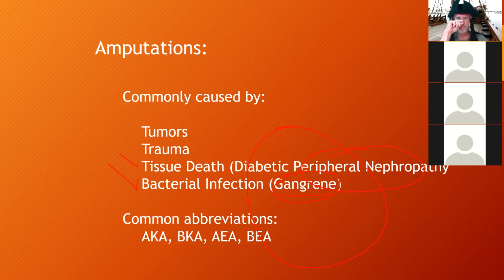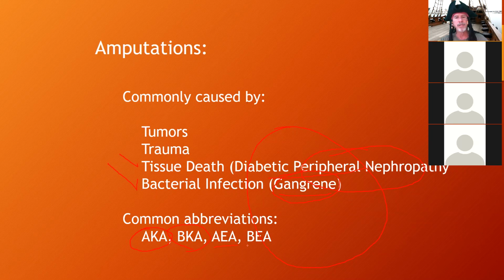Common abbreviations for amputations, AKA, okay, I had to stop and think about that for a minute. Above the knee amputation. So if they cut the leg off above the knee, you'll see that abbreviation, AKA. If they cut the leg off below the knee, you'll see BKA. You see those two a lot because of diabetic peripheral neuropathy. Those are very common terms in your nursing notes.